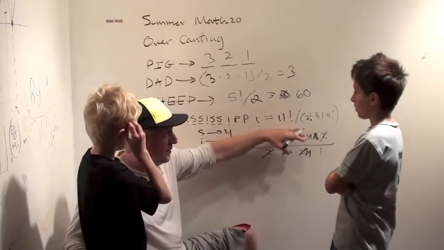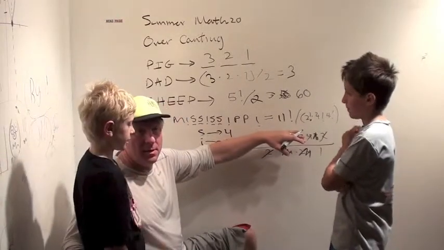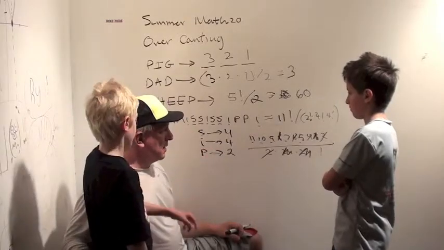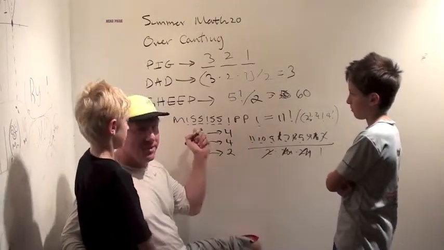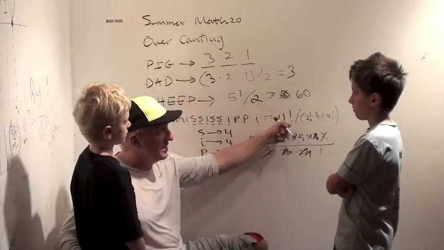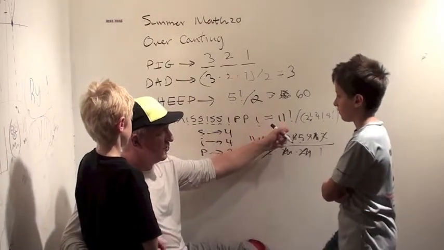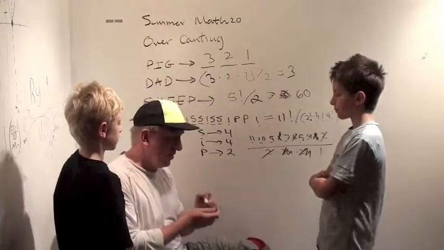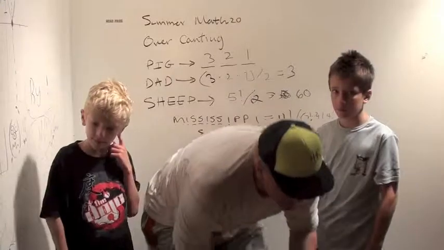Why? Because we're counting arrangements of this. You can't have 24 and a half arrangements of letters, right? So this has to be an integer. If we got a number that wasn't an integer, like 24 and a half, we did something wrong. Okay, hey, good job this morning, guys.